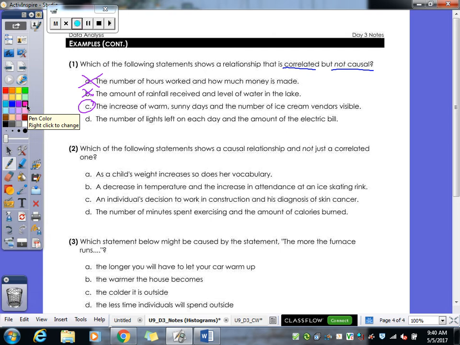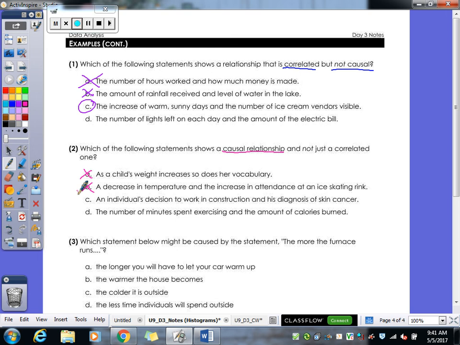So 2, which of the following shows a causal relationship and not just correlated? So this time we are looking for the one that's caused by the other one. A child's weight increases, so does her vocabulary. Does anybody's weight affect how much they know? No. A decrease in temperature and the increase in attendance at an ice skating rink. No, I mean, they're correlated. A lot of people do generally go ice skating in the winter, but it doesn't cause them to go.